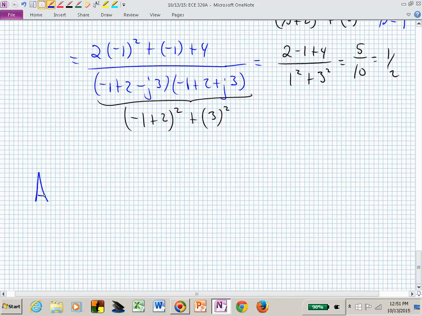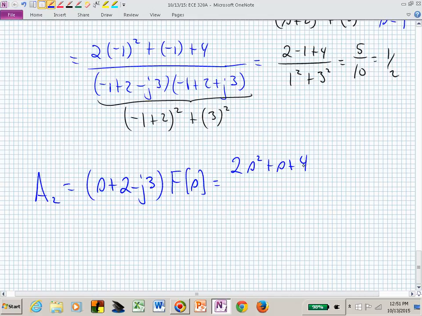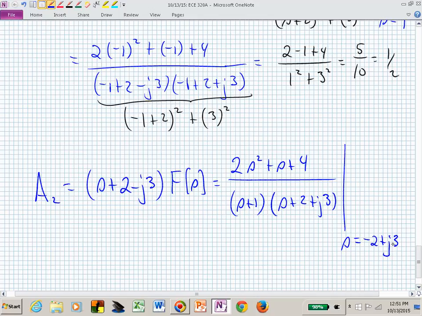A sub 2 is now s plus 2 minus j3 times F of s. And what does that leave us? Well, the numerator we haven't changed, but in the denominator we've now canceled that factor. And we're left with an s plus 2 plus j3, and we're evaluating it at s equal to the value of s that causes that leftmost factor to vanish, which is minus 2 plus j3.